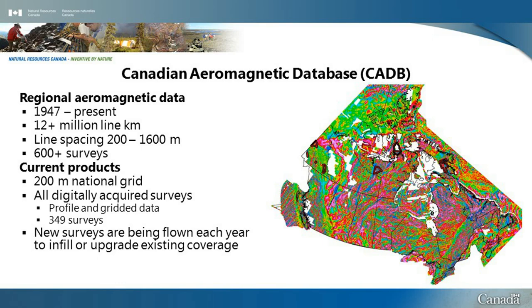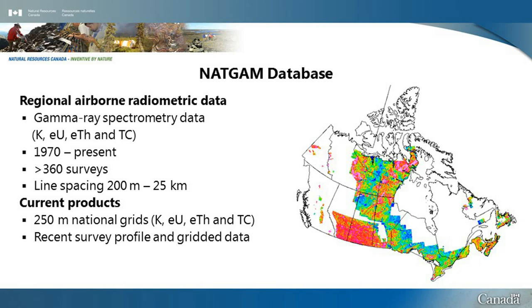We also have our National Airborne Radiometric Database, which started in the 70s with the very broad line-spaced surveys that were flown for the reconnaissance scale missions. And this is over 360 surveys with spacings as tight as 200 meters. And the products we currently have available for this are the 250 meter potassium, uranium, thorium, and total count grids. And like the aeromagnetic data, the recent survey profile and gridded data is available, and you can download the survey data itself.